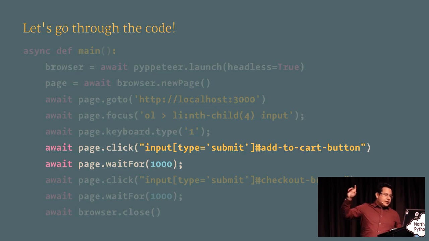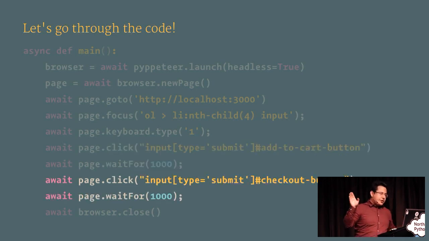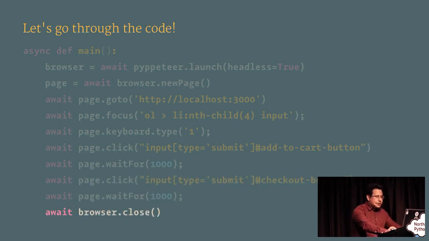Now we go into the Add to Cart button, and we click on it. Then we go into the Checkout button, and we click on it. And then we close the browser. So you might have noticed this is basically just modeling what the user did in the GIF. And you would not be wrong.